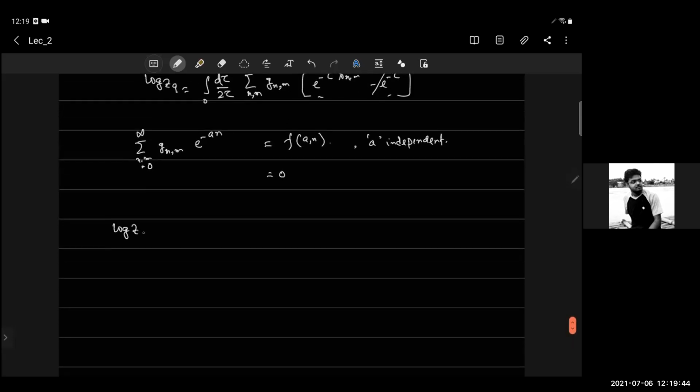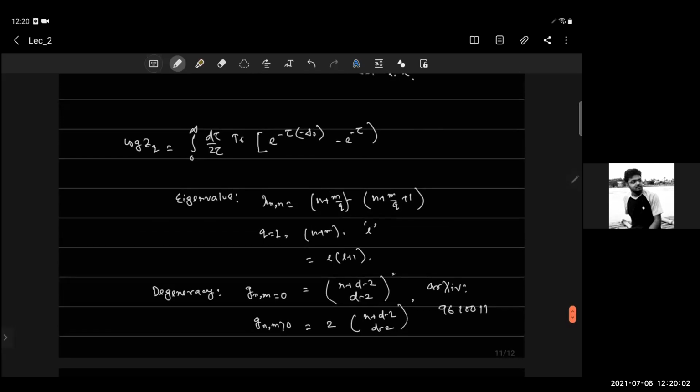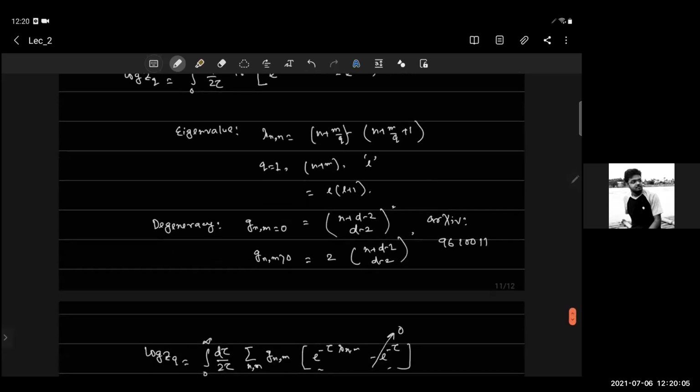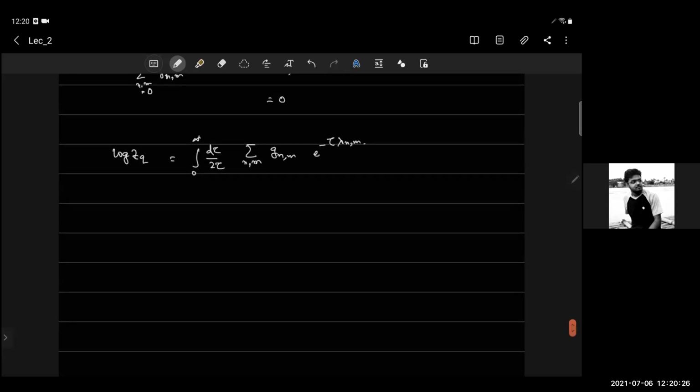So now Z_q is integral from 0 to infinity d tau over 2 tau, sum over n of g_nm exponential of tau lambda_n. Now we look at the expression of lambda_n. It's quadratic in n. And this sum is not easy to perform, because the geometric sum is easy when you have e to the power a n, but if you have n squared, it's hard. So I will follow some techniques.